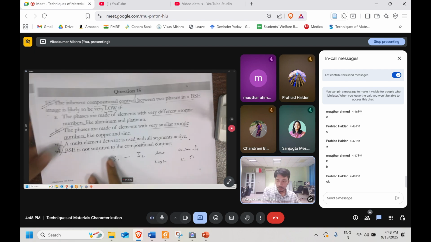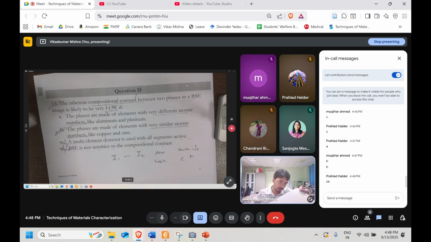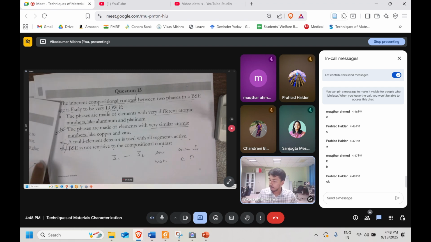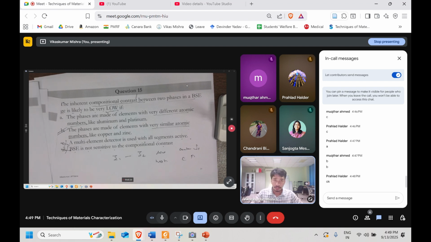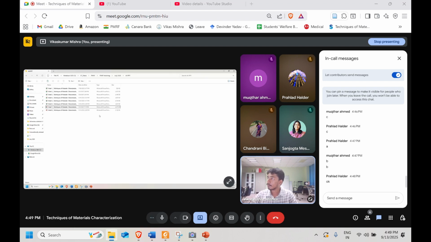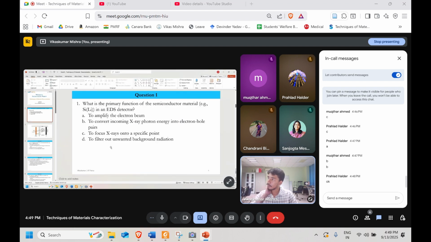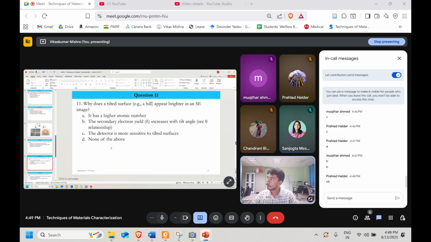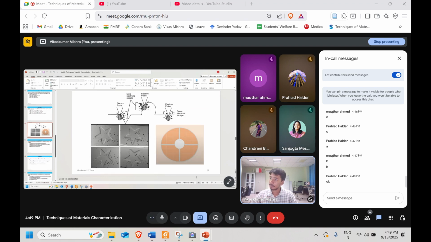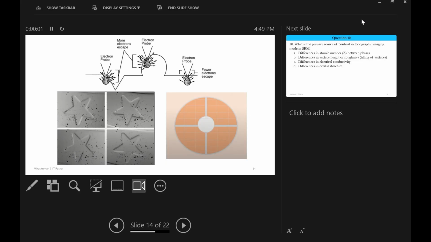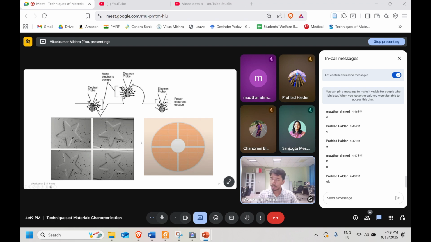To solve this last question, I prepared one slide, but I don't know where it is. Okay, let's see it in my PPT itself. Yeah, over here. So see over here. This is the SE part which we have already talked about. So here we are getting more yield, here we are getting more yield, here we are getting less yield. That part we have discussed.